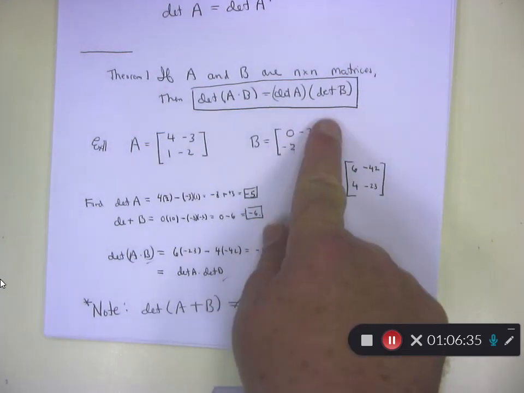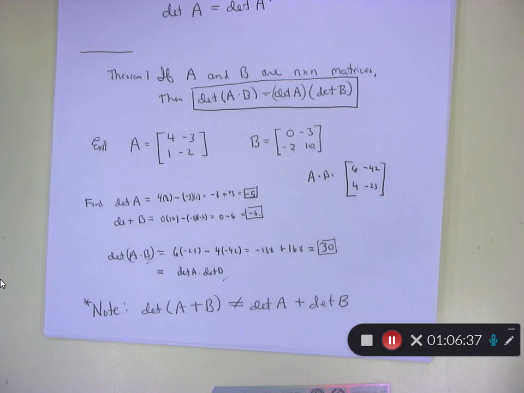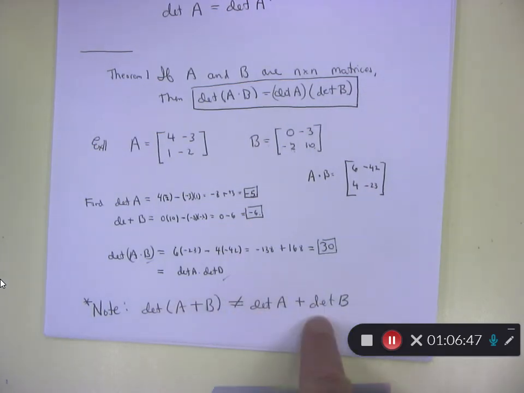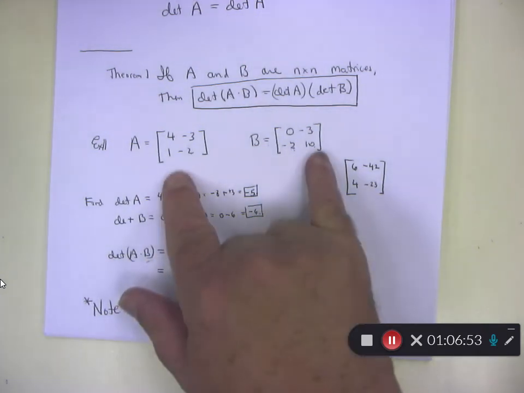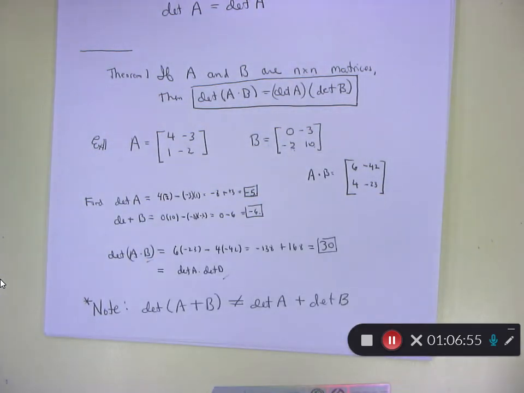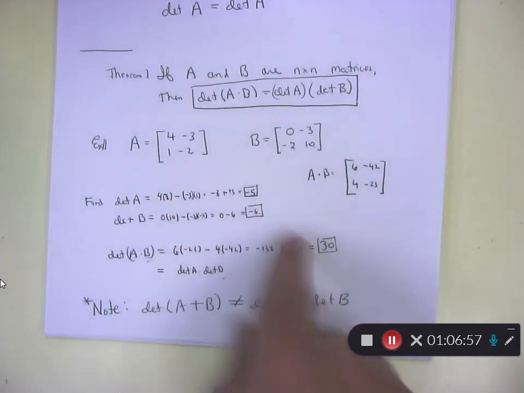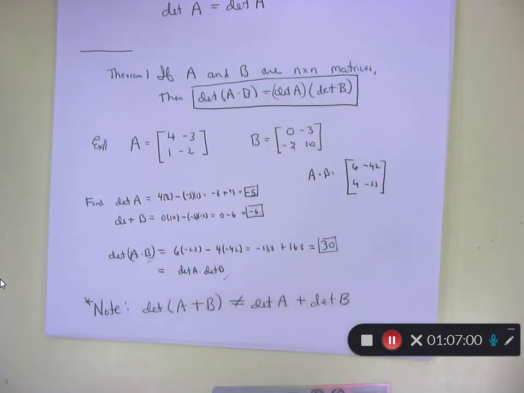However, a special note on this is this. This works with products. The determinant of A times B equals the determinant of A times the determinant of B. It doesn't work with addition or subtraction. The determinant of A plus B does not equal the determinant of A plus the determinant of B. It doesn't work like that. You can add these two matrices together and very easily figure out that these two determinants are not going to be equal to each other. Okay? It does work with the multiplication stuff. Questions? All right.